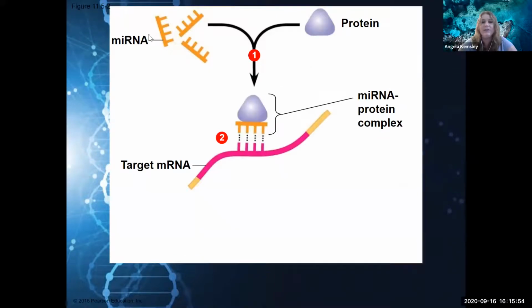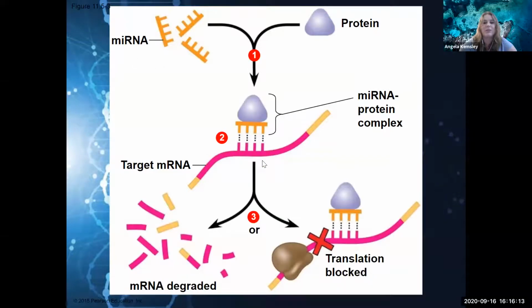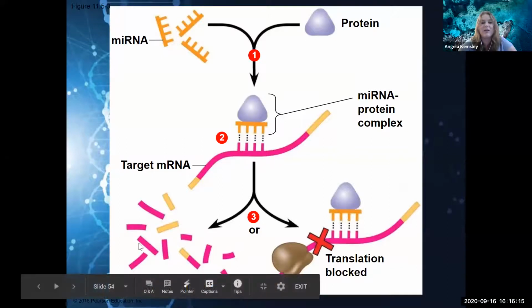So the microRNA will actually come and get in between the protein and the mRNA. Since it's now in between, and it has a complementary sequence to whatever gene is right here, instead of the protein binding, the microRNA is going to bind, and it's actually going to block the protein, which can cause the mRNA to get degraded, so it can break down and won't work, or it can just block translation.